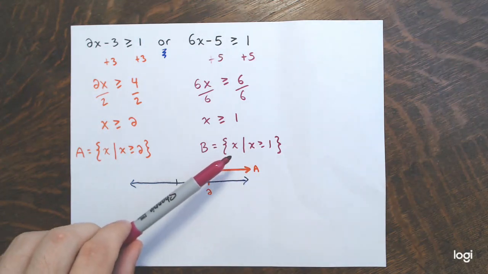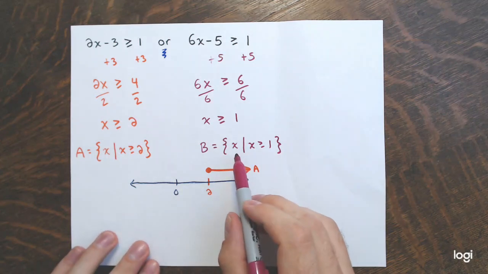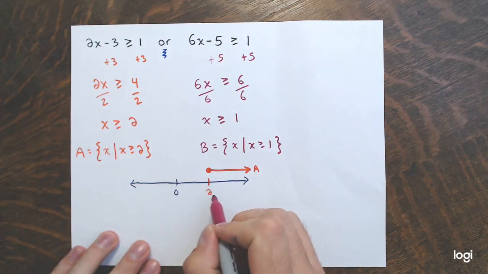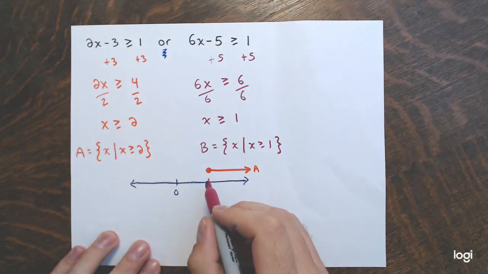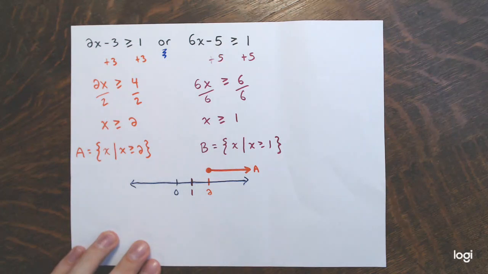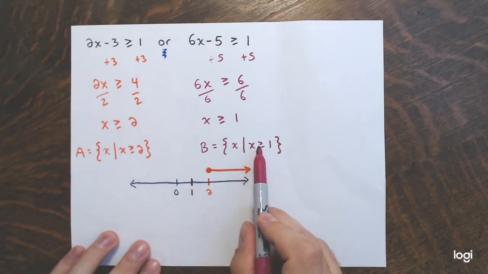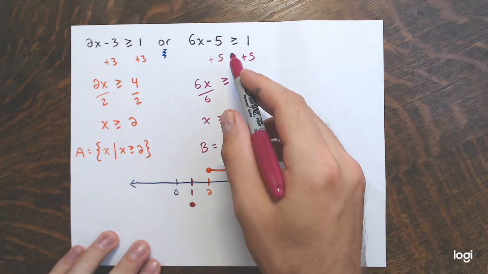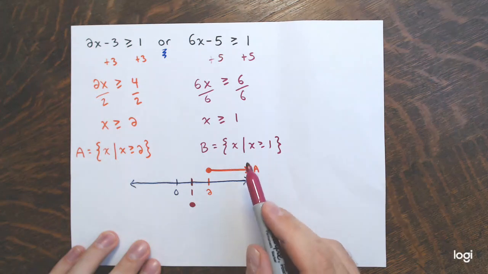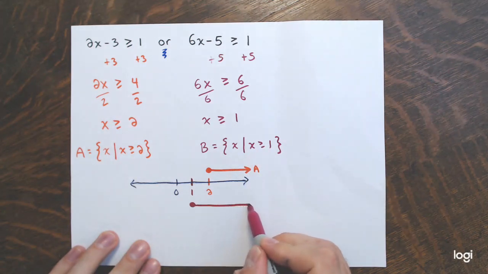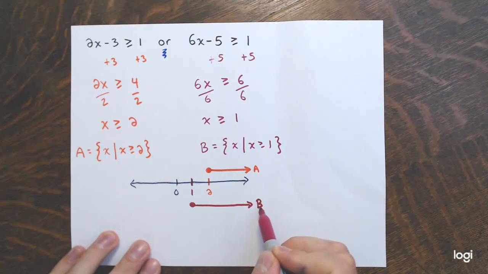Set B, change colors. The number 1 is involved. Now, don't forget, place things in the proper place on the number line. 2 is here, so 1 would be to the left of that. 1 is smaller than 2. 1's closer to 0. And then this is the set of all numbers greater than or equal to 1. So 1 is actually a solution of this second inequality, it's equal to 1. And all the numbers greater than 1, 2, 3, 4, are to the right. So there's set B.